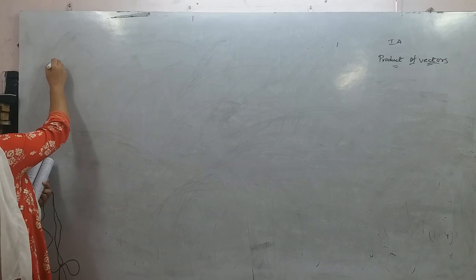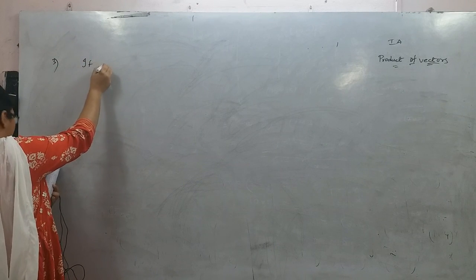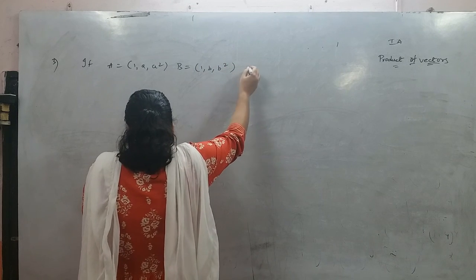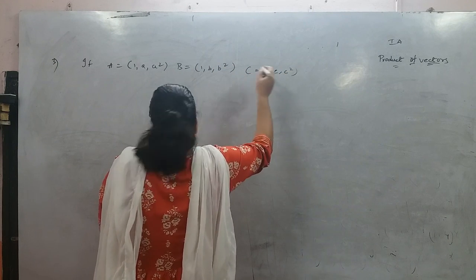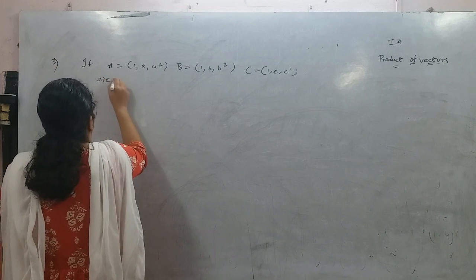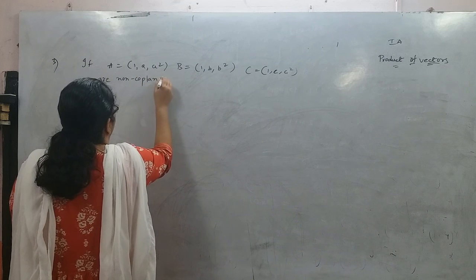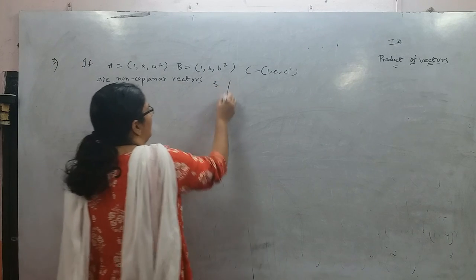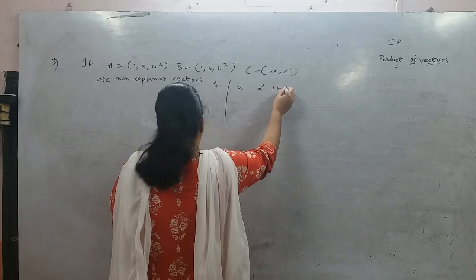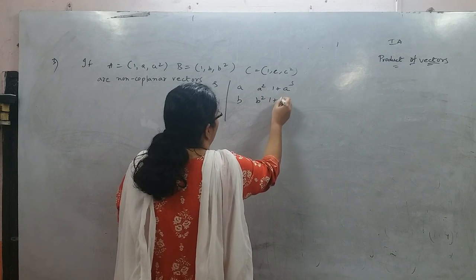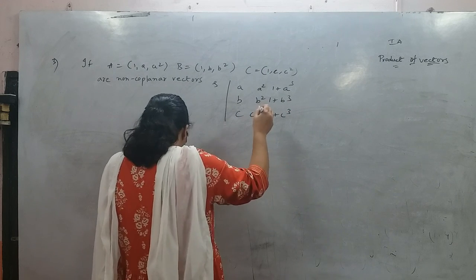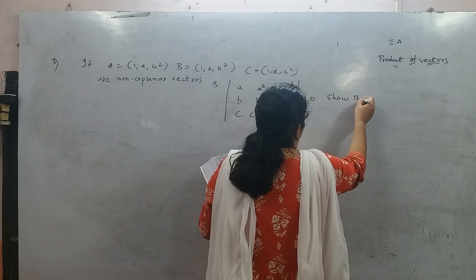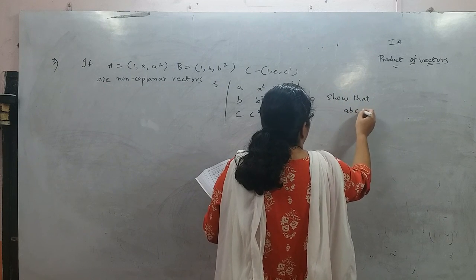Third problem for today. If A is equal to (1, a, a square), B is equal to (1, b, b square), C is equal to (1, c, c square) are non-coplanar vectors, and the determinant with rows (a square, 1 plus a cube), (b square, 1 plus b cube), (c square, 1 plus c cube) is equal to 0, show that abc plus 1 is equal to 0.